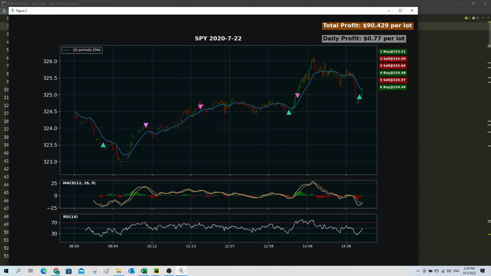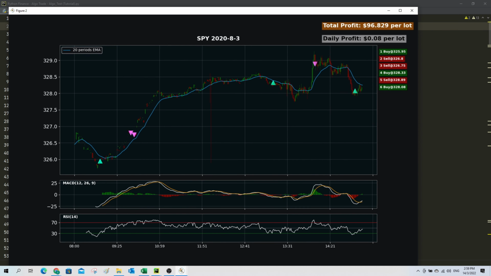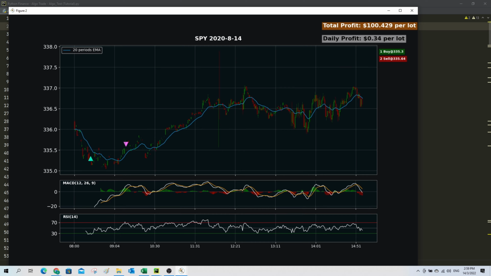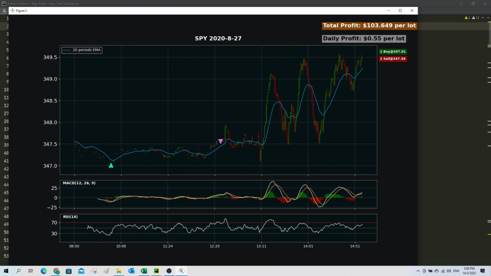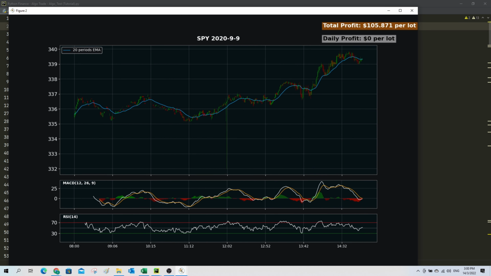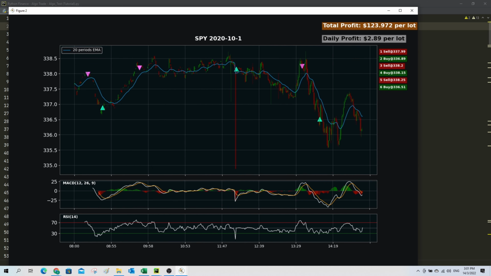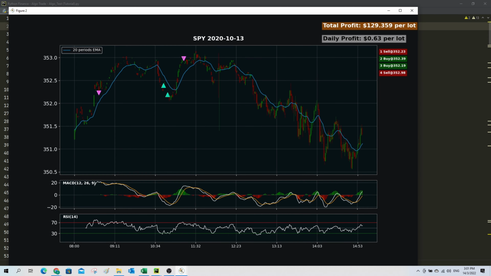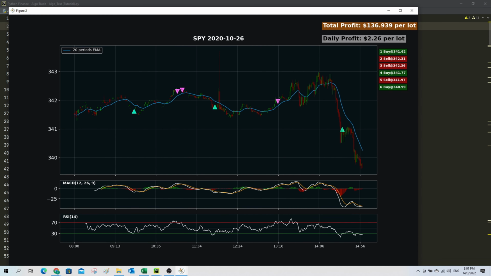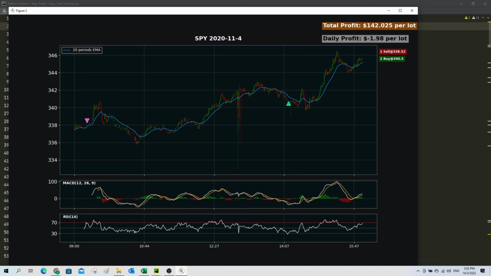Now it's time for us to build another algorithmic trading bot. This time, we build an RSI crossover trading strategy. And again, we backtest these strategies with more than 500 trading day samples, which generated more than $400 per lot or more than 400 points.